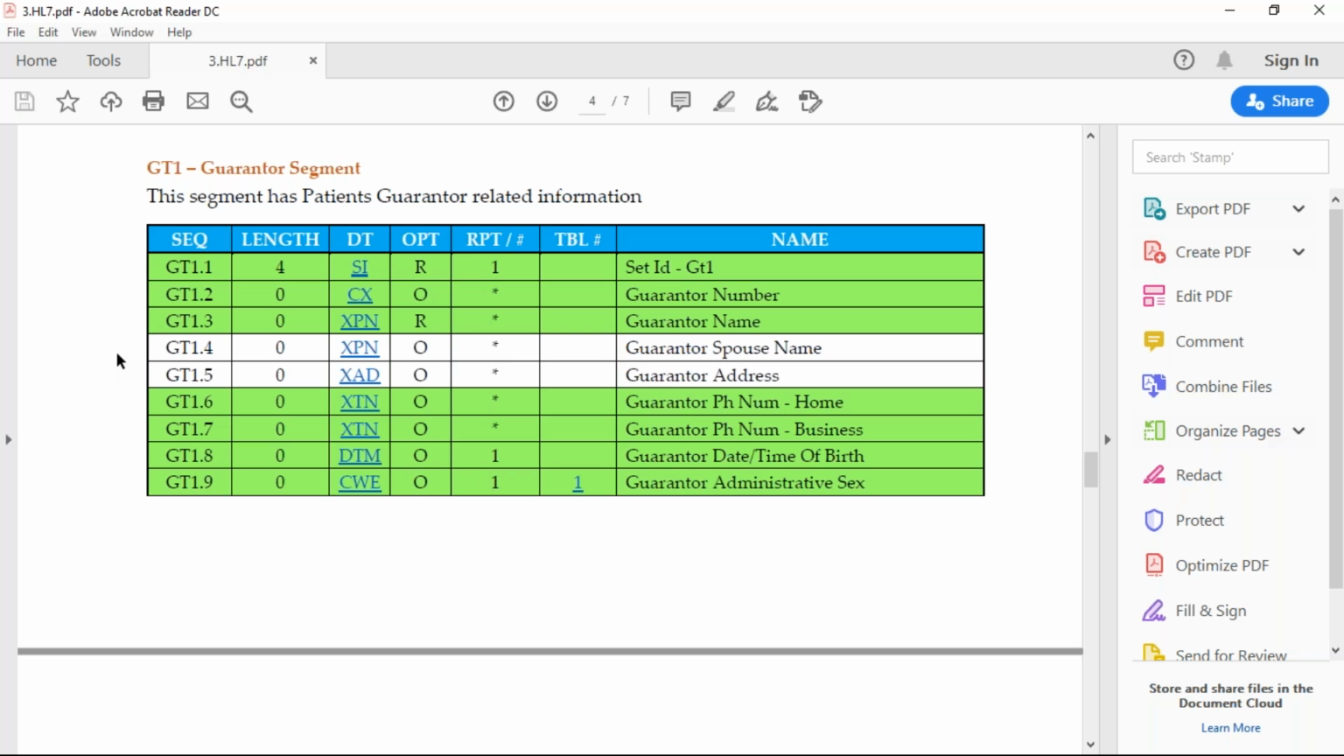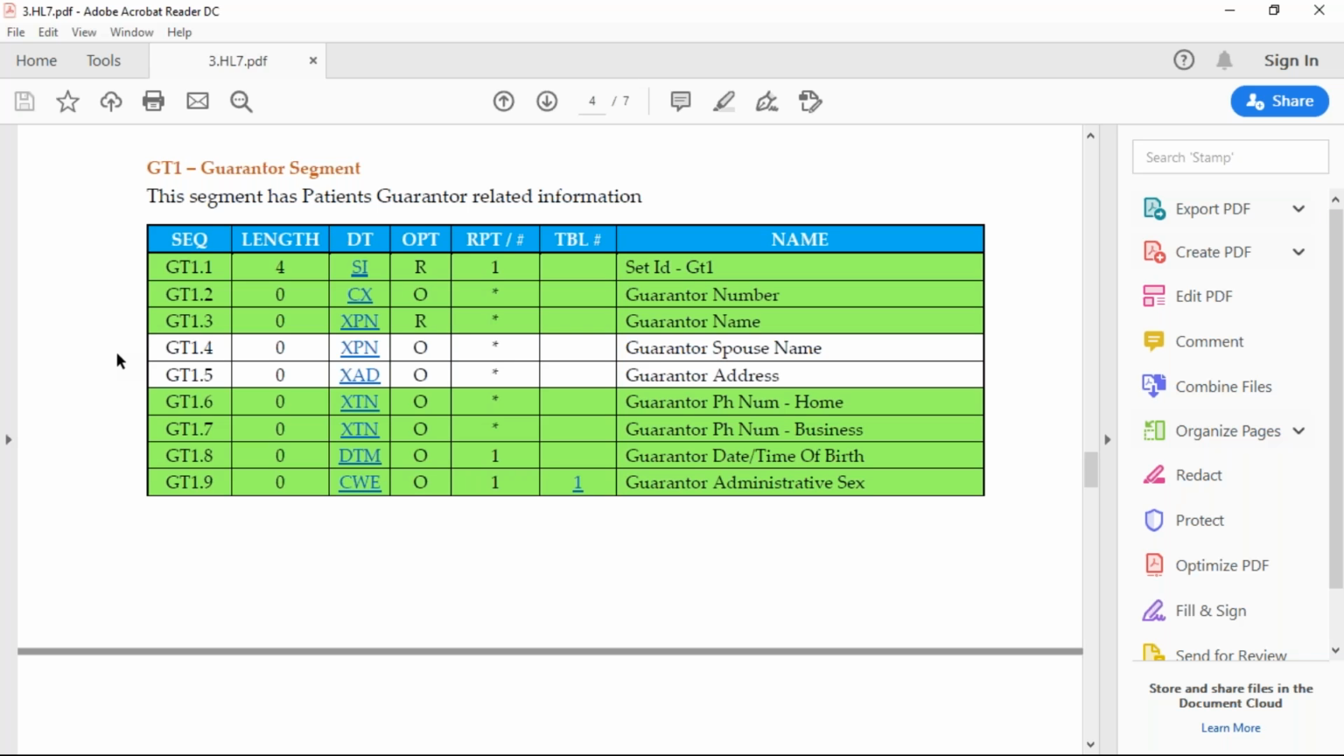Okay, so with the guarantor segment, we have GT1, which is the set ID. Again, if we have multiple guarantors, then we will have guarantor information sent. Then we have the sequence ID of the guarantor segments represented in set ID. Next, we have GT12, which is the guarantor number. Each and every guarantor who is getting registered within the system will have their own guarantor number assigned or generated by the system. It is the same as the patient ID number, which gets generated whenever we register any patient in the PM system.